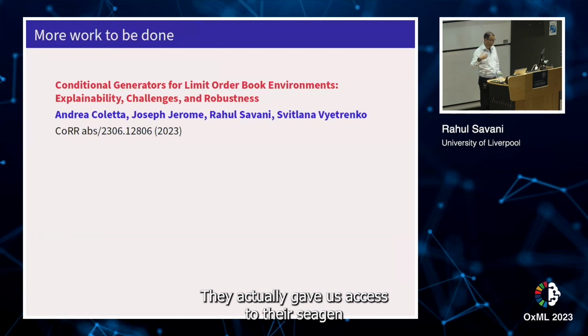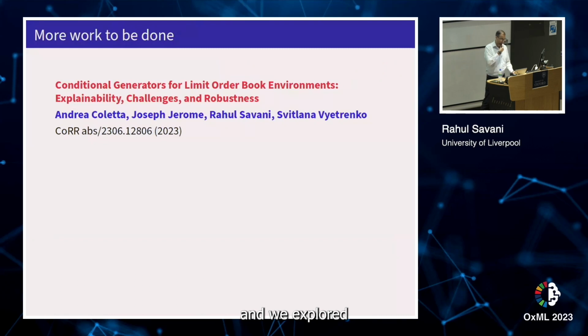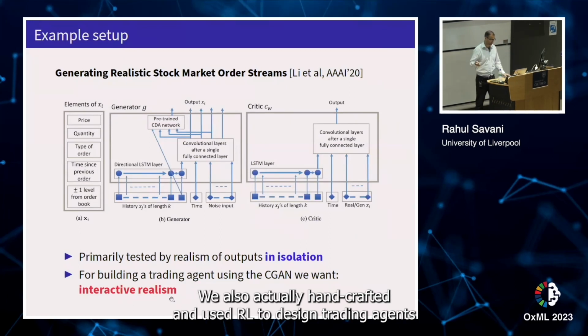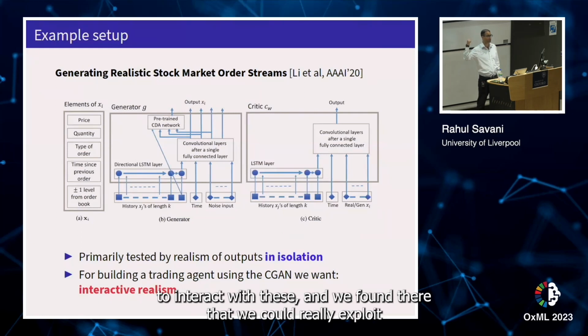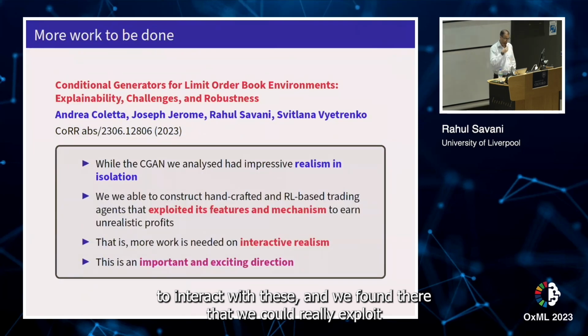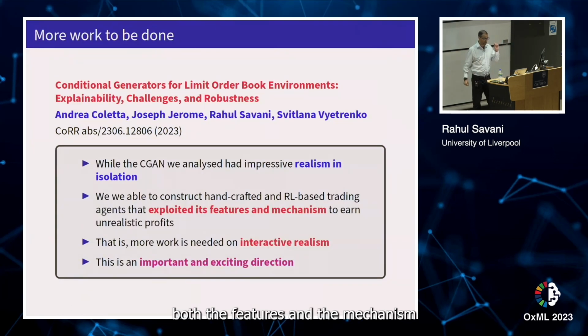They actually gave us access to their C-GAN, and we explored not just realism in isolation, though we do discuss that at length in the paper. We also actually handcrafted and used RL to design trading agents to interact with these. And we found there that we could really exploit both the features and the mechanism to earn unrealistic profits.